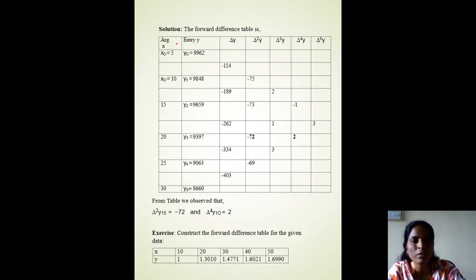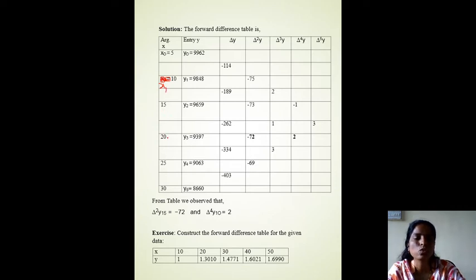So first column is for argument. So this is argument x. Second column for entry y. So whatever data is given, you have to write in argument and then you have to write in entry y. So the values of argument 5. So wrongly I have written here x naught. It's not x naught. It is x1. So you should write this as x suffix 1.